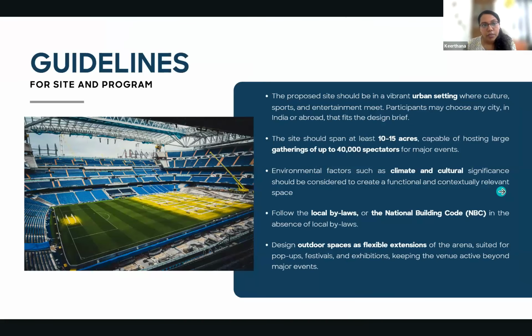So there are a few guidelines for the site and program. The proposed site should preferably be set in an urban setting where culture, sports, and entertainment meet in one place. Participants can choose any city in India or abroad that fits the design brief, and it should be at least 10 to 15 acres and capable of hosting around 40,000 spectators for major events. Also, depending on the site you choose, you have to consider the climate and the cultural significance, so that it is created as a functional and contextually relevant space.